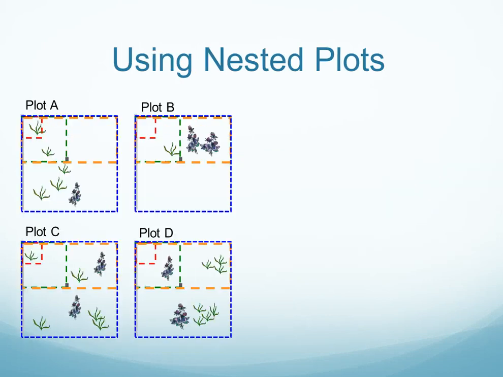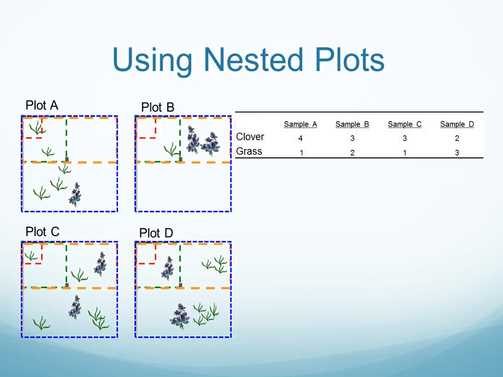So let's take a look at how this is done in action. Here we have 4 different nested plots, plots A, B, C, and D, and we've got just a very simple system with only 2 species. What we record is the smallest plot that a species occurs in. So for plot A, the smallest plot that the clover occurs in is plot size 4, but for the grass it occurs in plot size 1.